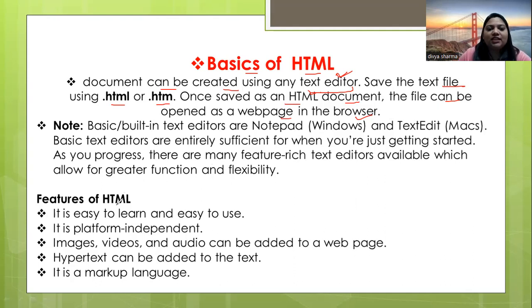Now come to the next point. What are the features of HTML? It's easy to learn and easy to use. It's platform independent, which means that if you write your code in HTML, it can run on any machine. It is basically machine independent. Machine independent or platform independent means that it can run on any operating system, whether it's Windows, Unix, Linux, Mac, or whatever operating system is there on any computer, right?